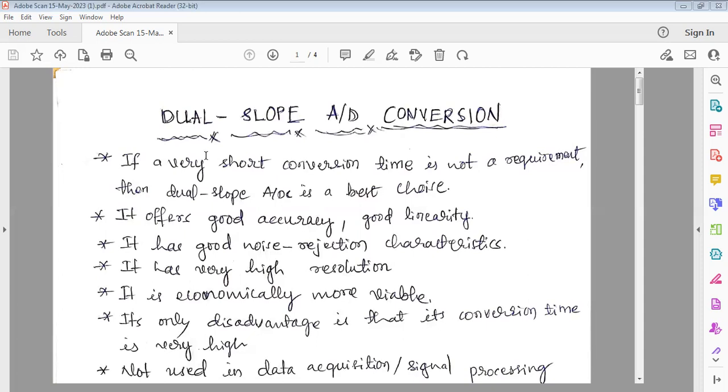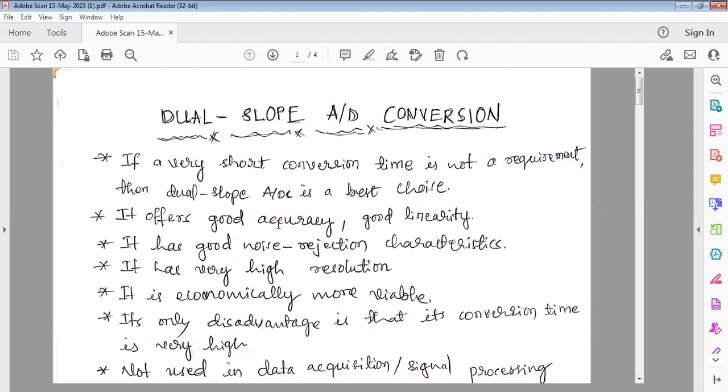This dual slope ADC is having a long conversion time, but it is having some other good properties: it offers good accuracy and good linearity. So accuracy wise, this is very good.